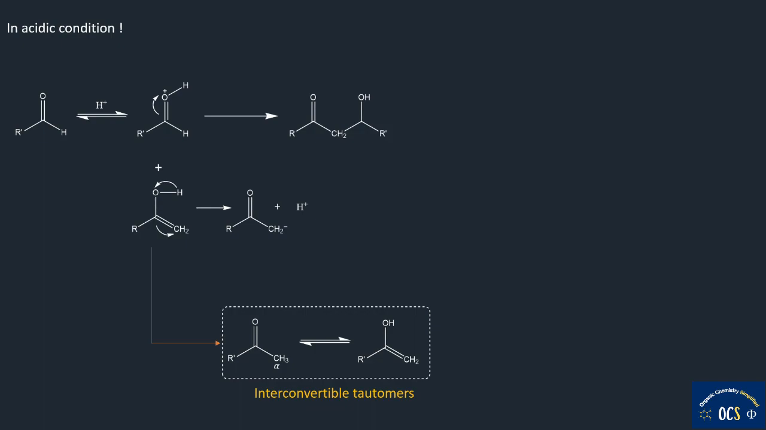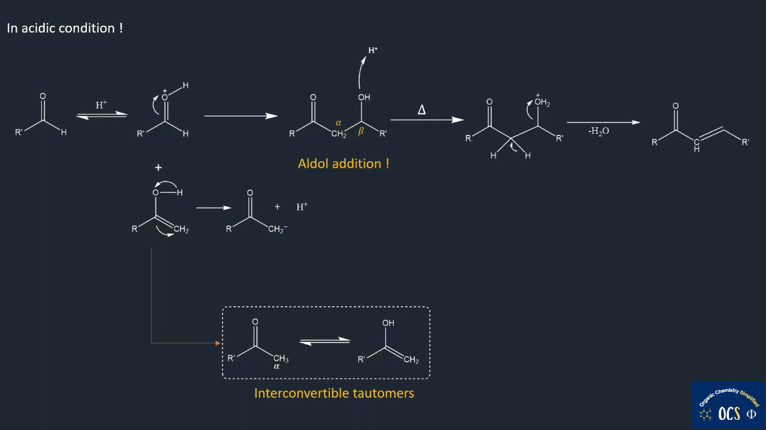Now if you involve heat in this reaction further, then elimination of water will occur, which is basically condensation, and you will get an alpha-beta unsaturated ketone. And the reaction will be called aldol condensation reaction. Now let's discuss the reaction in basic conditions.